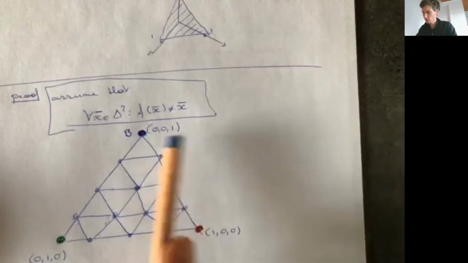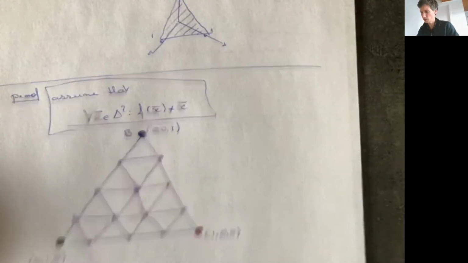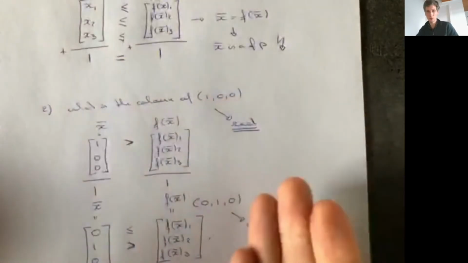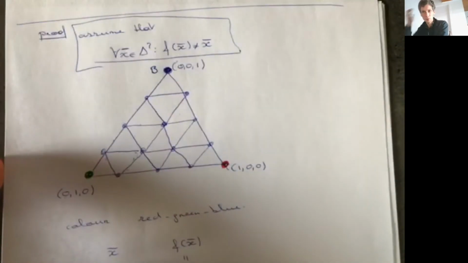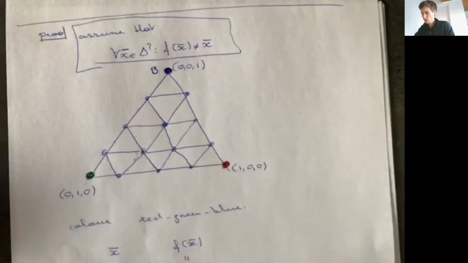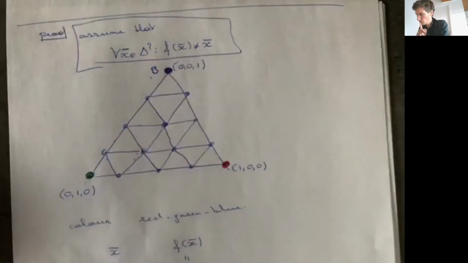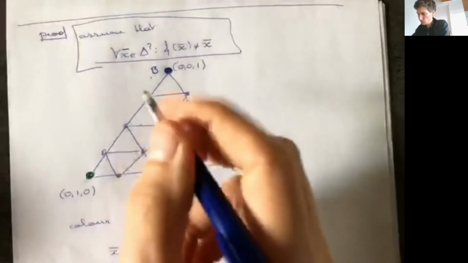You can show that this 0, 0, 1 is a blue node, right? You can use a similar argument as the two that you have already done before. So maybe it's a good exercise to do this for yourself. Okay, so far we have shown that every vertex has a color, and we have shown that these three vertices have three different colors.